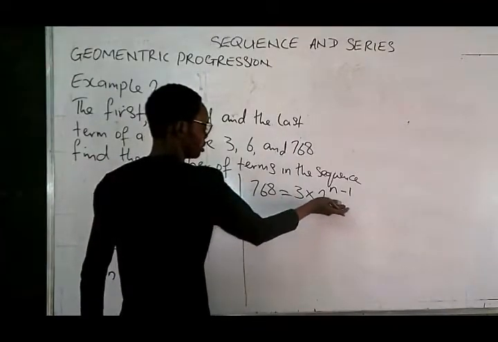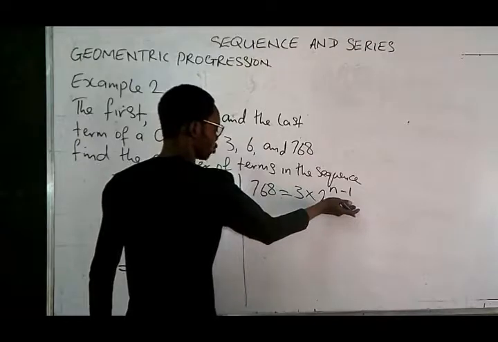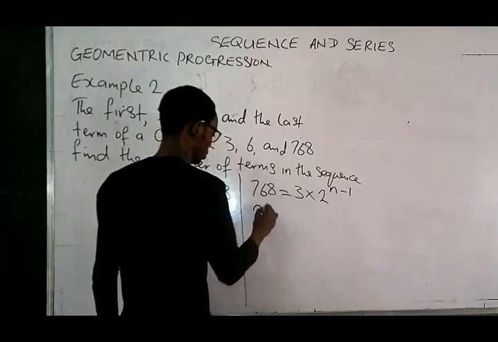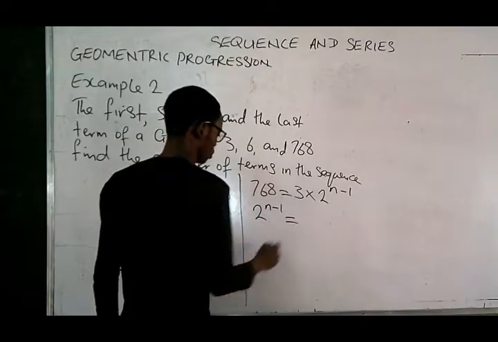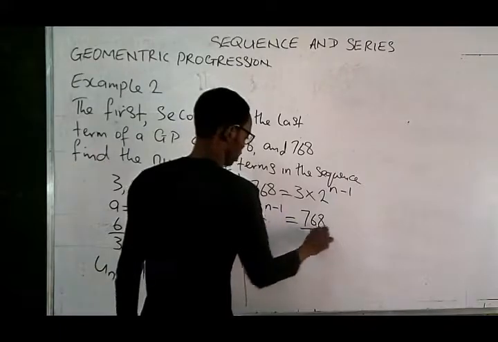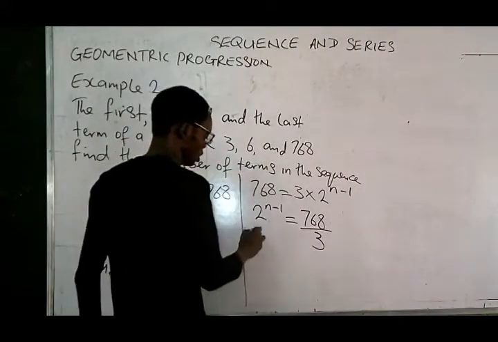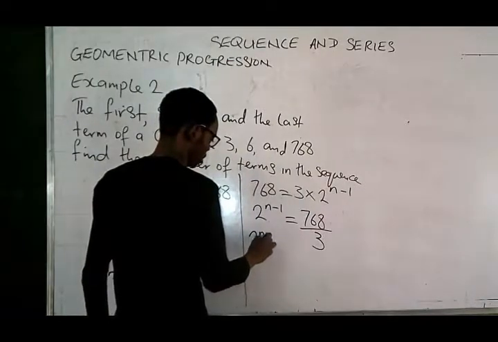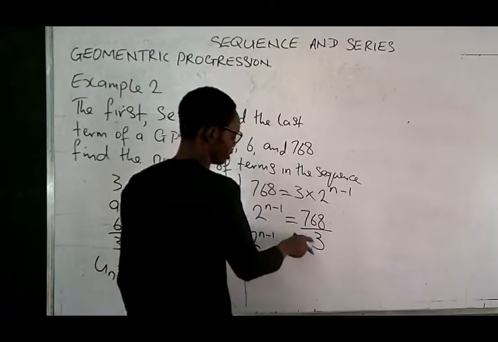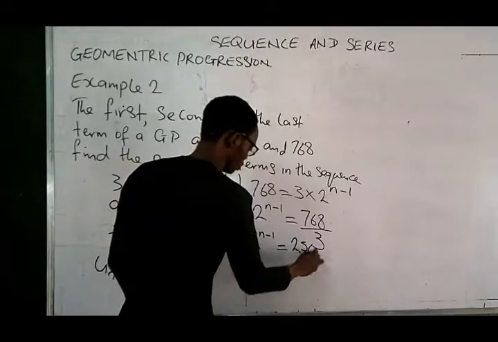Then the next thing is to make 2 raised to the power n minus 1 the subject. Therefore, 2 raised to the power n minus 1 is equal to 768 divided by 3. 2 raised to the power n minus 1 is equal to 768 divided by 3, which will give me 256.